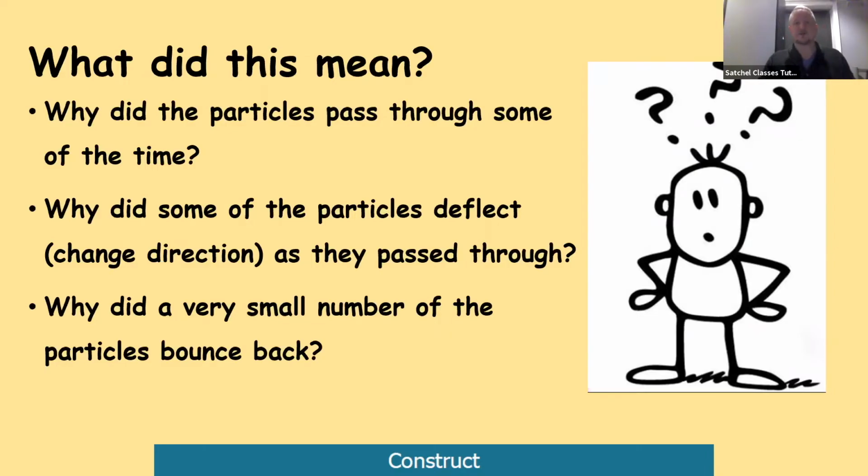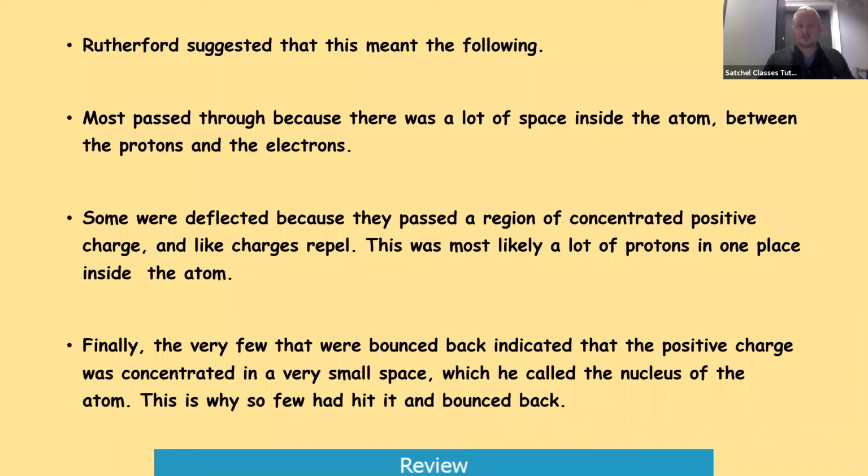Well, we've touched on this in the last slide. But Rutherford suggested that this meant the following. Most passed through because there was a lot of space inside the atom between the protons and the electrons. Some were deflected because they passed a region of concentrated positive charge, and because like charges repel, they were repelled away from it. This was most likely a lot of protons in one place inside the atom.